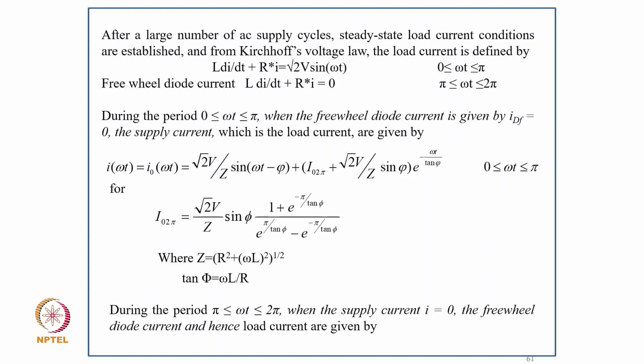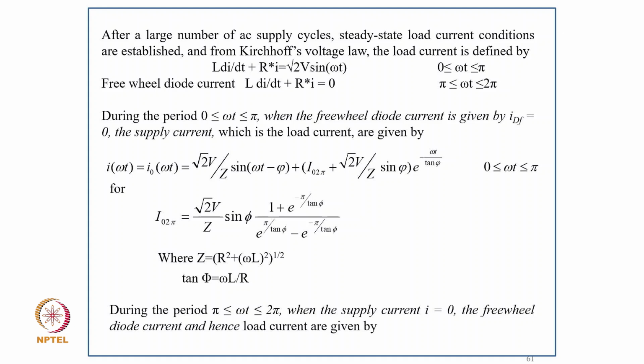So during the period 0 to pi, when the freewheeling diode current is given by I_DF equal to 0, the supply current is the load current, given by i0(omega t) equal to root 2 V upon Z into sin(omega t minus phi) plus I0(0) plus root 2 V upon Z sin phi e to the power minus omega t upon omega tau for 0 to pi, and I0(pi) equals root 2 V upon Z sin phi times (1 plus e to the power minus pi upon omega tau) divided by (e to the power pi upon omega tau minus e to the power minus pi upon omega tau).